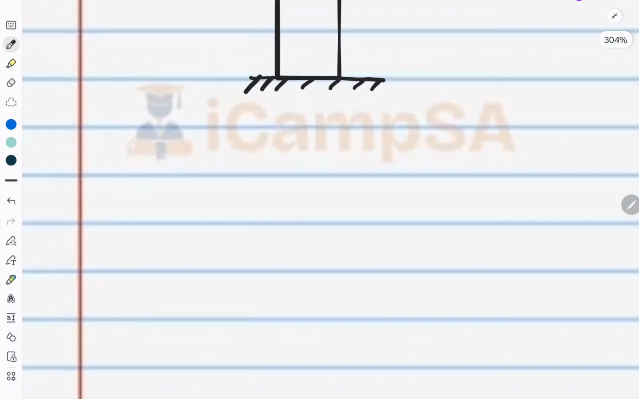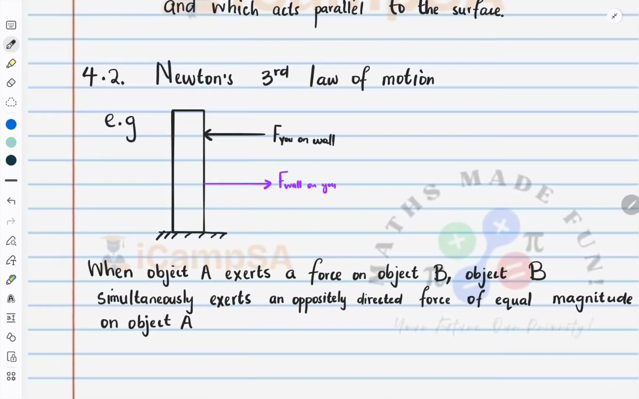What it says is when object A exerts a force on object B, object B simultaneously exerts an oppositely directed force of equal magnitude on object A. That's what the official definition of this law is, the one that you would likely find in your exam guidelines. So that's basically what the law says. When object A exerts a force on object B, object B simultaneously exerts an oppositely directed force of equal magnitude on object A.